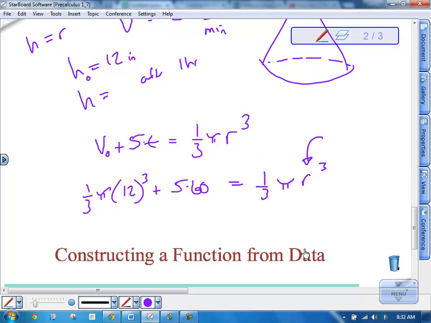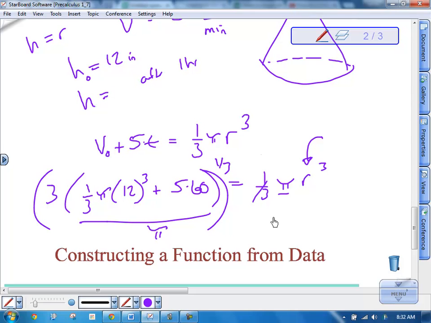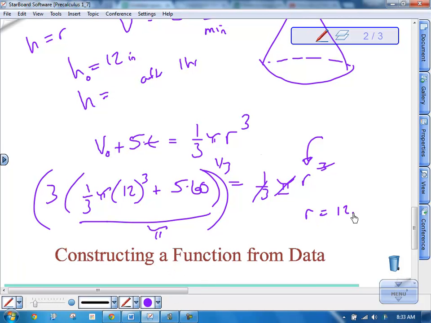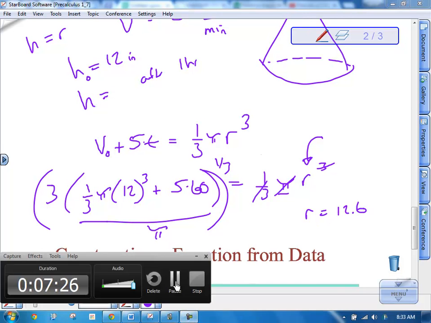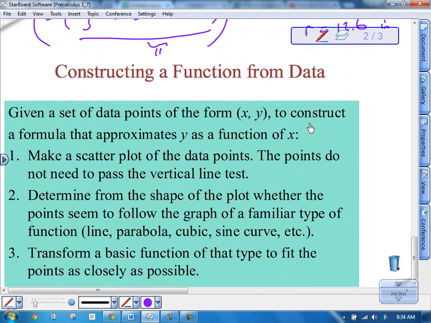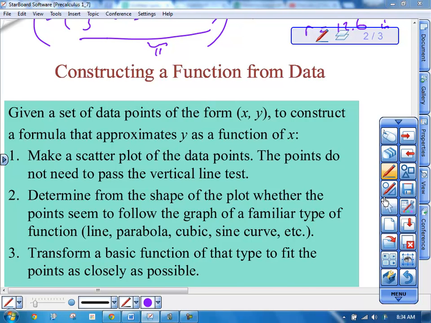So they want to know the new radius after an hour, 60 minutes. So I'll just solve this equation. I would multiply this whole thing by 3 to get rid of the 1/3, divide the whole thing by pi, and then take the cube root. So raise this whole thing to the 1/3 power in your calculator, or take the cube root. That'll be r by itself. If you do that, I got a radius of 12.6 inches.